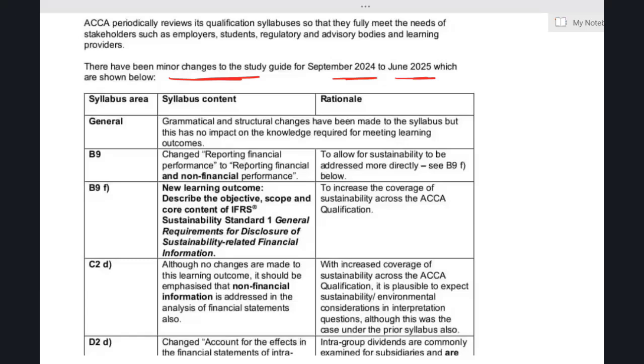In addition to that, they have introduced something new for you, that is sustainability standard 1. Basically, for sustainability reporting, ISSB has introduced new standards. So in FR, they have introduced sustainability standard 1, which is a general requirement for the disclosure of sustainability-related financial information. So we are going to cover that also. And you cannot ignore this, because whatever is a new area, even if it is minor, it is very important for you.